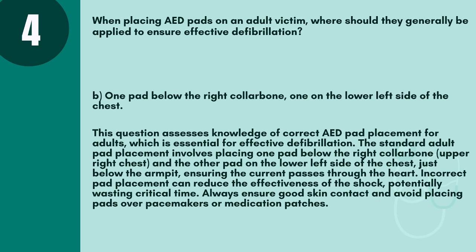Answer: B. 1 pad below the right collarbone, 1 on the lower left side of the chest. This question assesses knowledge of correct AED pad placement for adults, which is essential for effective defibrillation. The standard adult pad placement involves placing 1 pad below the right collarbone, upper right chest, and the other pad on the lower left side of the chest, just below the armpit, ensuring the current passes through the heart. Incorrect pad placement can reduce the effectiveness of the shock, potentially wasting critical time. Always ensure good skin contact and avoid placing pads over pacemakers or medication patches.